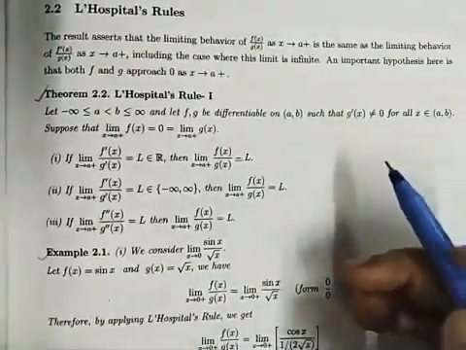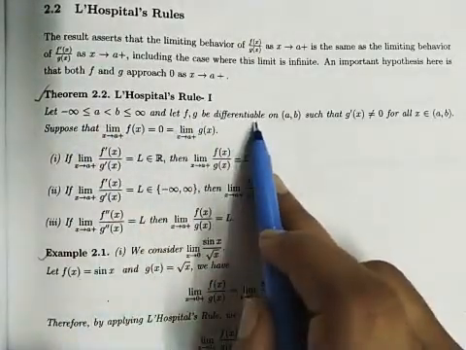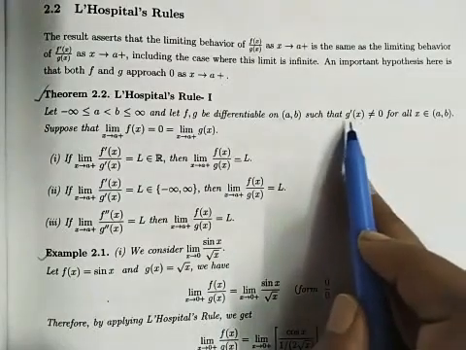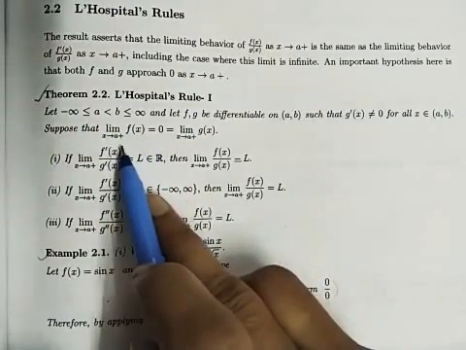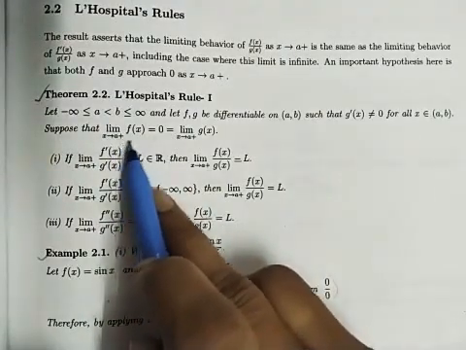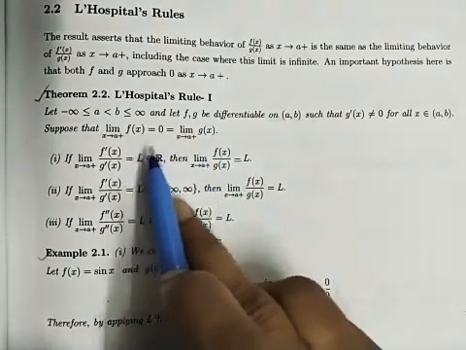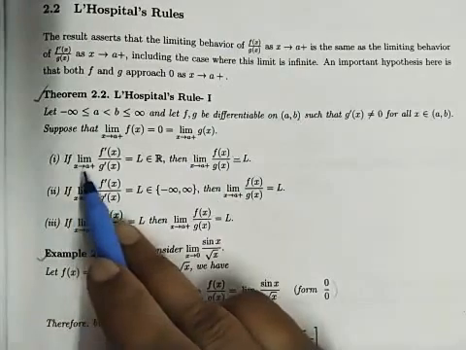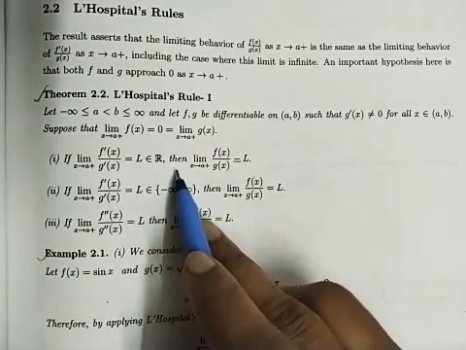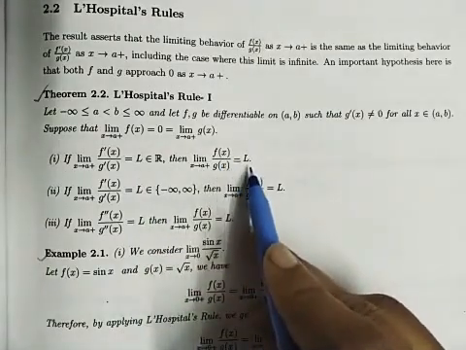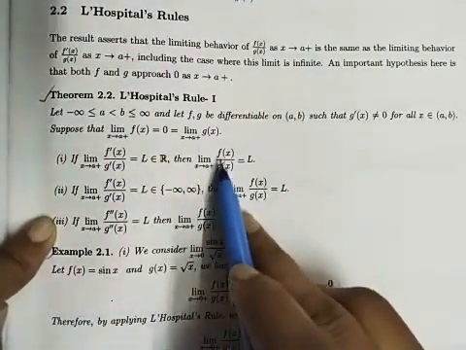So L'Hospital rule 1: consider a and b in between minus infinity and infinity, and f and g are differentiable functions on (a, b) such that g'(x) is non-zero for all x belonging to (a, b). Suppose the limit of f(x) as x tends to a plus is 0, the same as the limit of g(x) as x tends to a, meaning f(a) is 0 and g(a) is 0. If the limit of f' upon g' as x tends to a is L, any real number, then the limit of f(x) upon g(x) is also L. If the limit of the derivatives is L, then the limit of f upon g will be L.